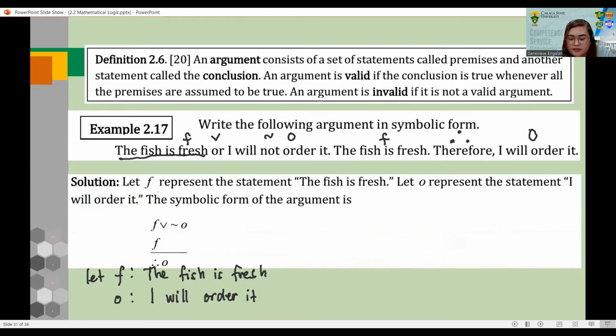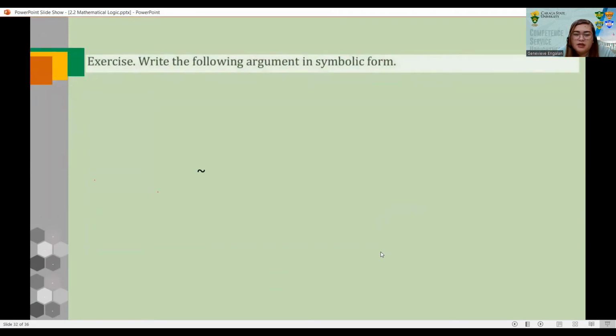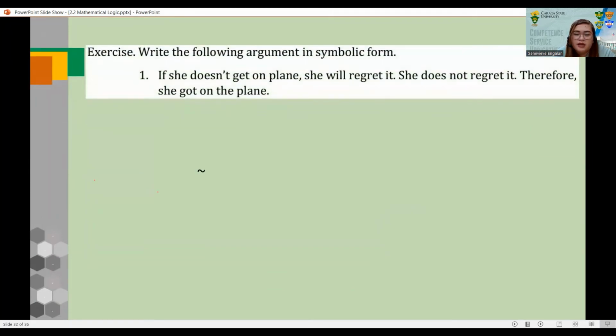Okay lang? Okay, let's have another example. Write the following in symbolic form. Okay, by the way, class, kanang mga letters nga akong gigamit, pwede lahi-lahi. Depende na kung kinsa ang mag-let sa letter. Pwede lahi-lahi ang inyuhang gamiton nga letters.